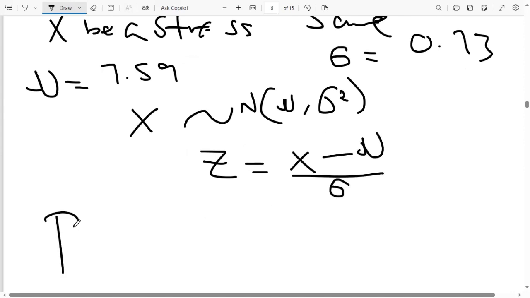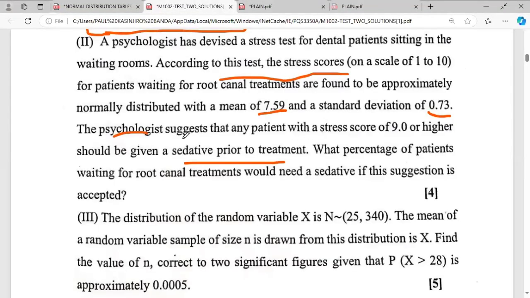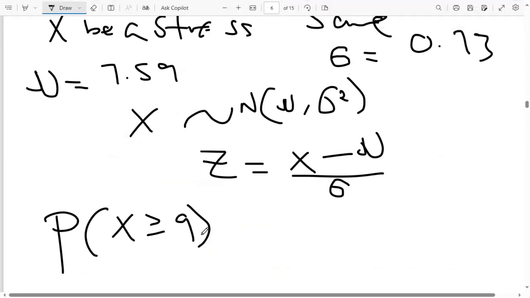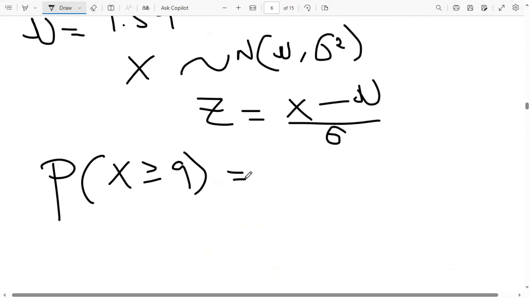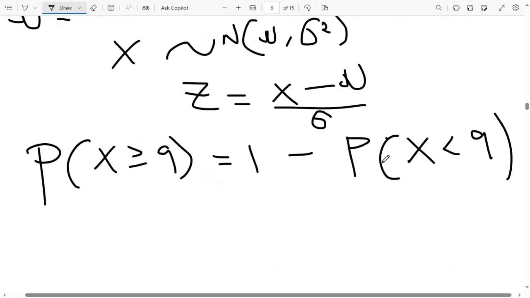So whenever we're given the probability, we're told that any patient with a stress score of 9 or higher, so meaning we're finding the probability of X being greater than or equal to 9. So this probability, that's what we want to find. But we know that we have to change it to a less than. So it will be 1 minus the complement, X less than 9. So now we can work with this because we have a Z score for this.